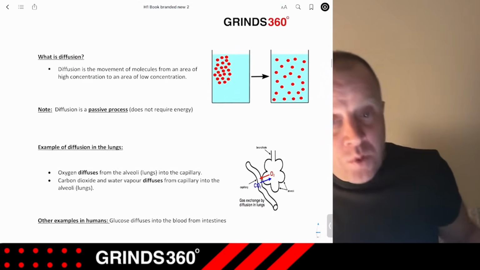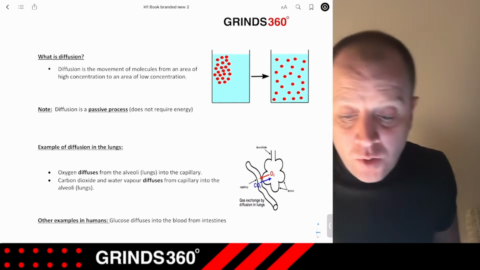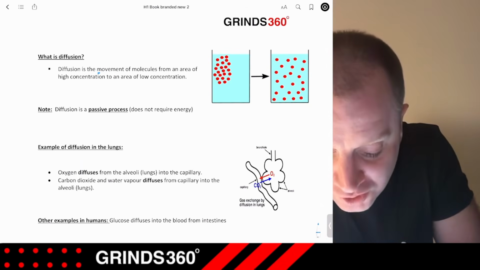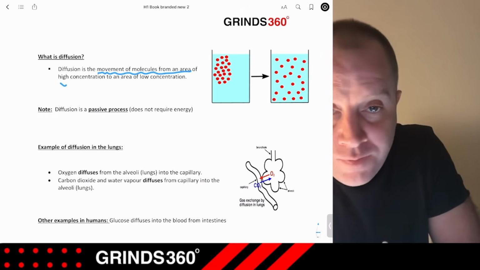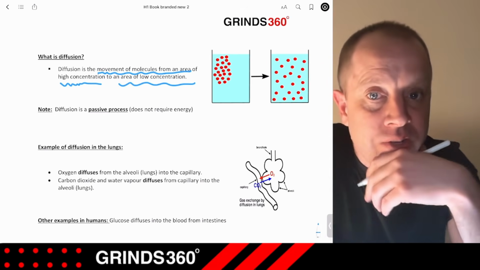Now we're going to start off with diffusion. What is diffusion? Diffusion is the movement of molecules from an area of high concentration to an area of low concentration.